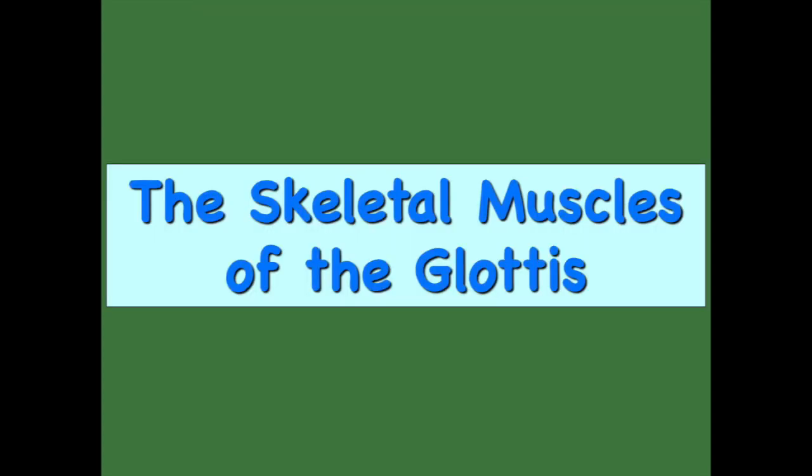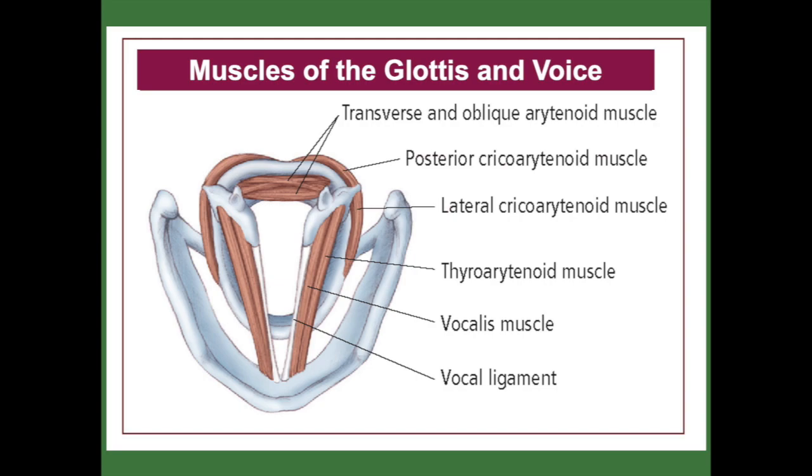Let's look at the powerful skeletal muscles of the glottis. You can see that there are some really powerful muscles that bend the arytenoid cartilages that are right there adjacent to the vocal cords. And there's the vocalis muscle, the vocal ligament, which are the vocal cords. And so we've got some really powerful muscles that constrict or relax to cause the different tones of our voice and to protect the glottis.